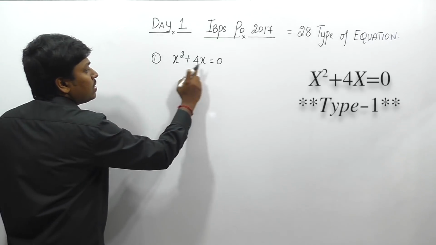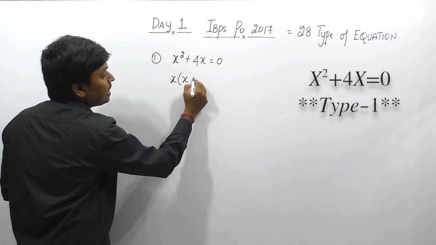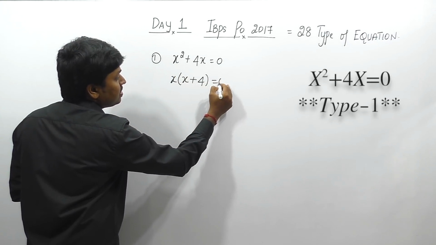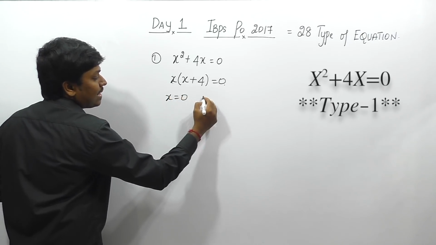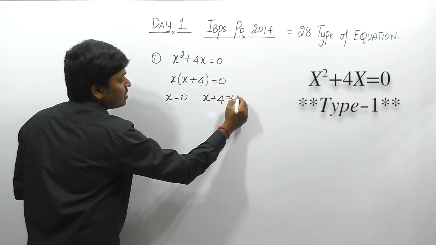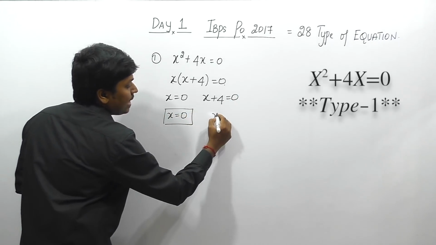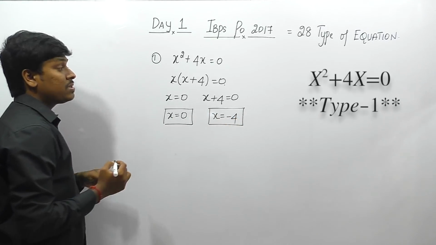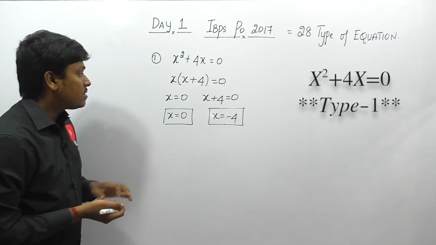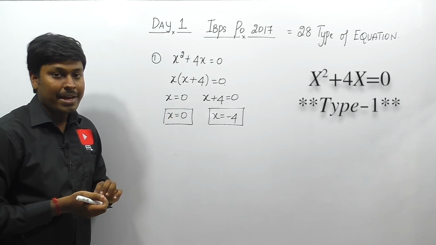In the first two terms, I am going to take x as common. If you take x as common, then it becomes x into (x plus 4) is equal to 0. So finally one value is x is equal to 0, and the second value is x plus 4 is equal to 0. So finally the factors are x is equal to 0 and x is equal to minus 4. Type number 1 equation is so simple, but you should not make a mistake. So finally we got the answer: x is equal to 0, then x is equal to minus 4.